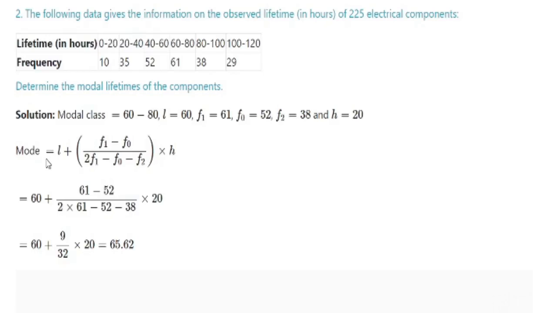Then we have to write the formula, mode equal to L plus (F1 minus F0) divided by (2 F1 minus F0 minus F2) into H. Substitute the values, you will get 65.62. So 65.62 is the mode of the given data, or the modal lifetime of the electrical component is 65.62.